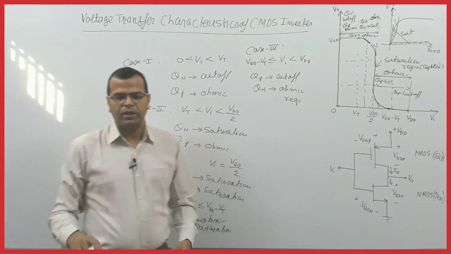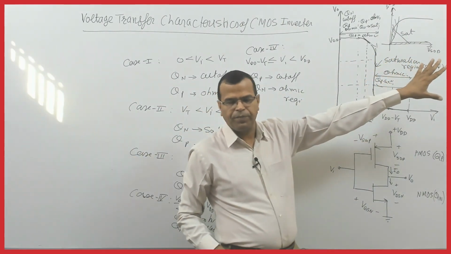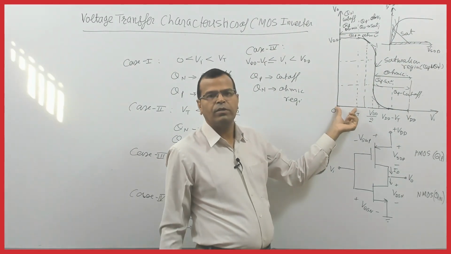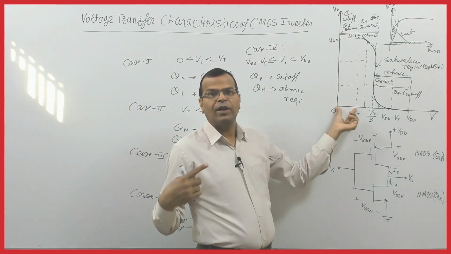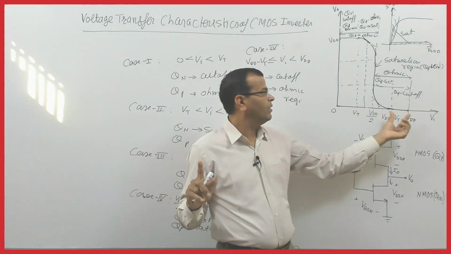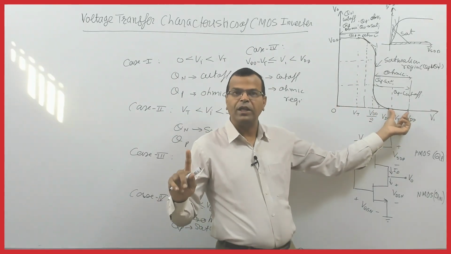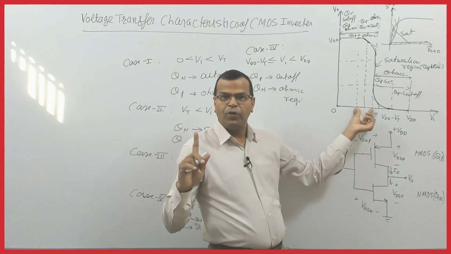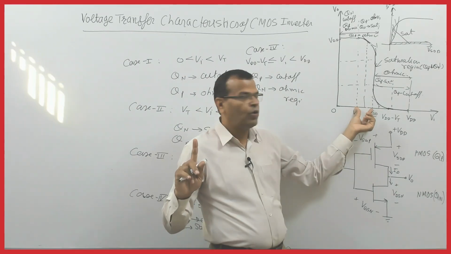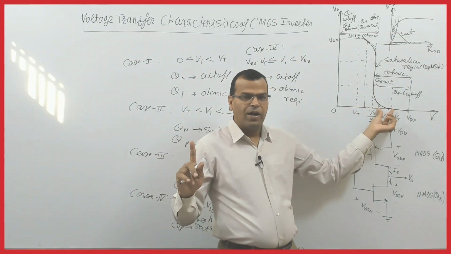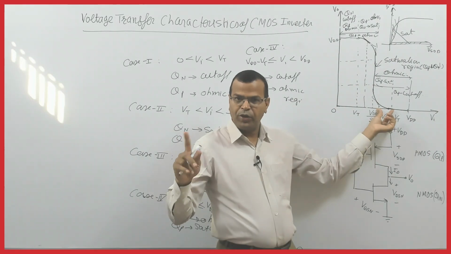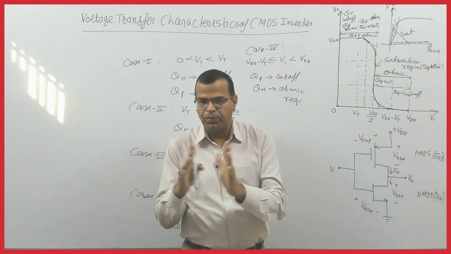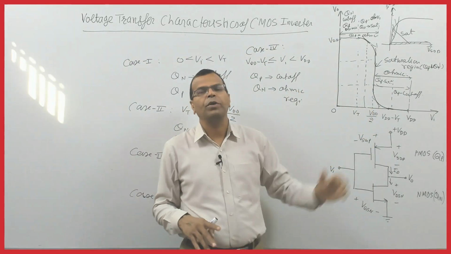Now again see the characteristics from here. From these characteristics, what we find? From 0 to threshold, Q1 is in cutoff, QP is in ohmic. Start from here, QP is in cutoff, Q1 is in ohmic. Come here. Qn enters into saturation, QP is in ohmic. Come here. Qn is in ohmic but QP enters into the saturation region. Come here. Both are in saturation. So because of symmetry, you will be able to remember the operations.